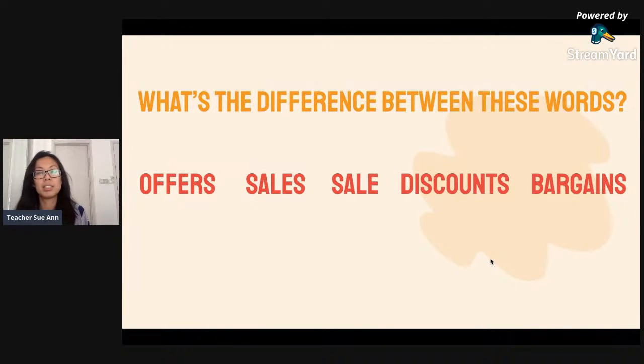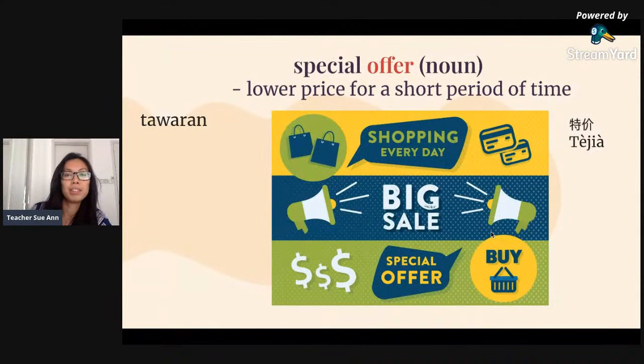Next, second section. What's the difference between these words? Offers, sales, sale, discounts, and bargains. You've got 5 different types here. Let's see. Special offer. When you say special offer, it's for a special time, a short period of time. Okay, I can give you 1 ringgit for 10 water bottles, right? So that is a special offer. Okay, low price for a short period of time.